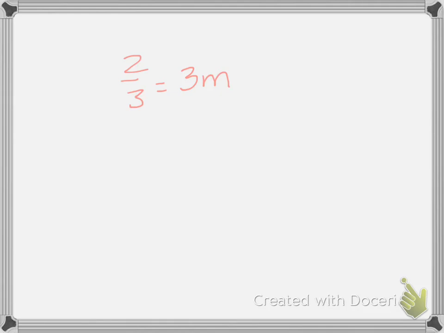Okay, how do I get rid of a fraction? Multiply by the reciprocal, but my fraction is on the other side this time. So this time I'm dividing by 3 to get rid of this. If I'm dividing by something though, it's the same thing as multiplying by the reciprocal. So I'm having 2/3.